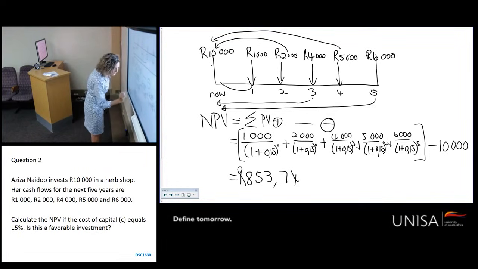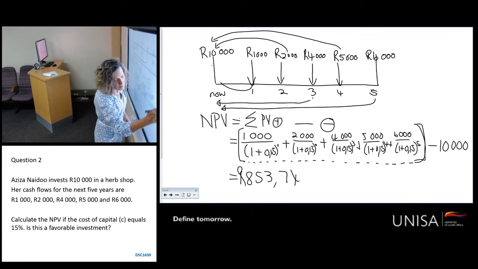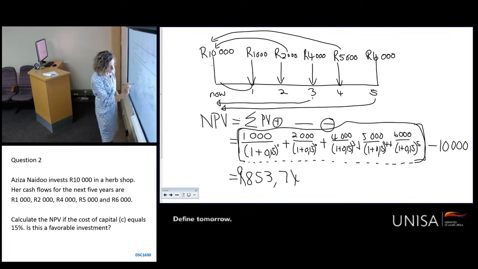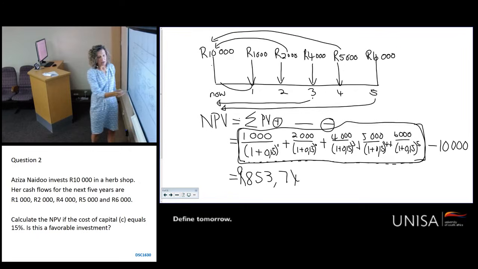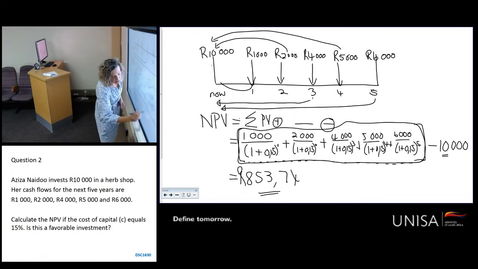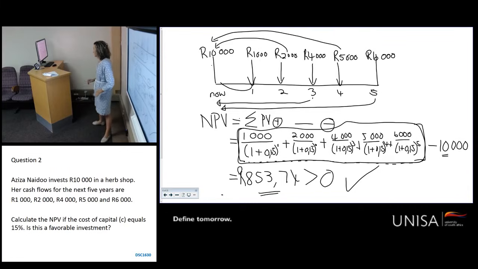Now, that is a positive, meaning that the present value of my positive inflows is bigger than the 10,000, right? And because it's bigger than the 10,000, it will be a good investment because I'm going to get more in than I'm going to spend, right? So in this instance, yes, looking at the net present value, it's a good investment.